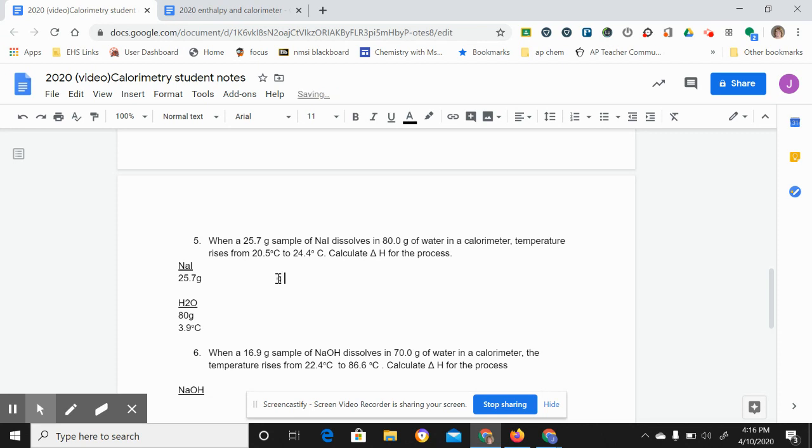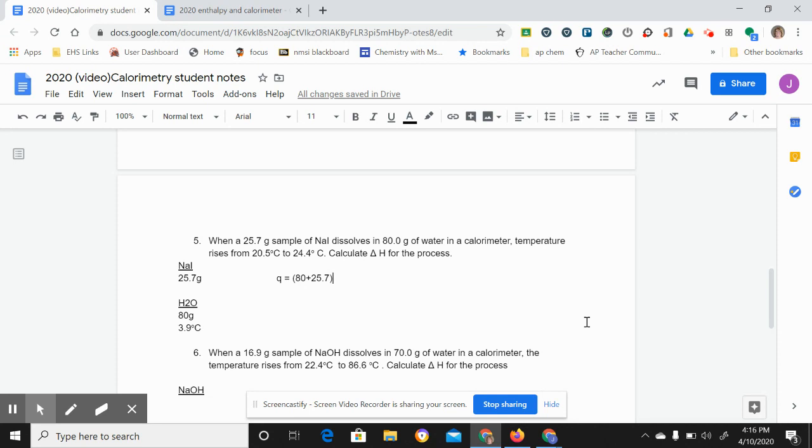So Q equals, and we need to have the mass. What's all in that calorimeter? Is it just the 25.7? Or is it just the 80? No, it's a combination. So you have to add the two of those together. So I'm going to put parentheses here, 80 plus 25.7, because that's all what's in the calorimeter. Everything that's in the calorimeter goes in there. That's your total mass.